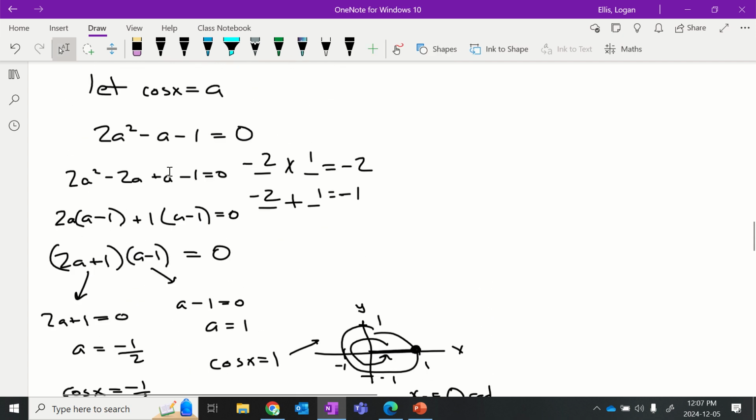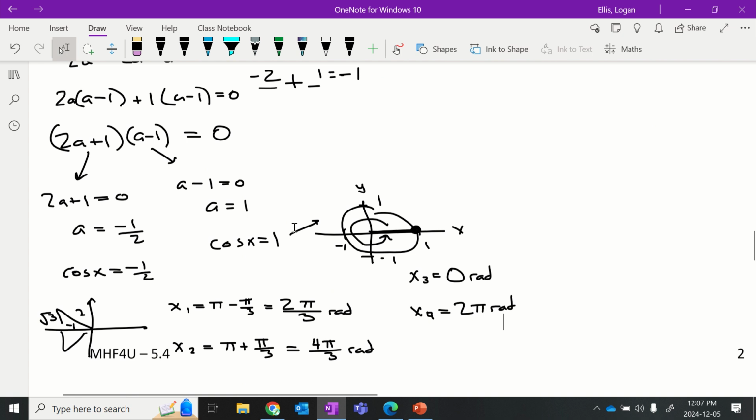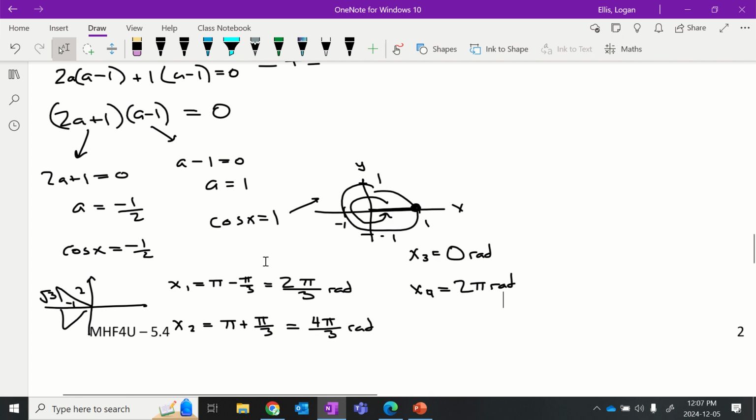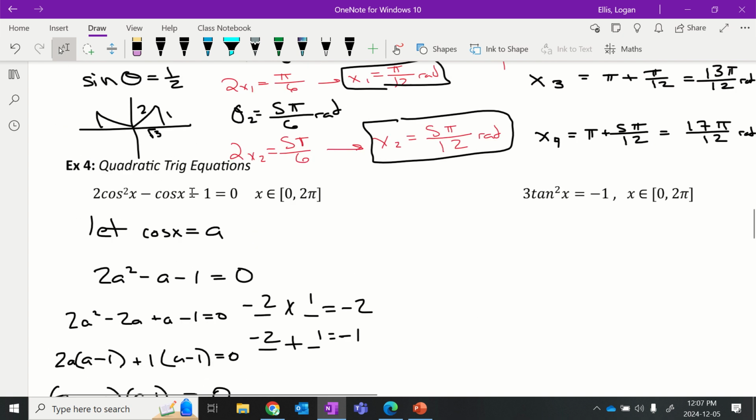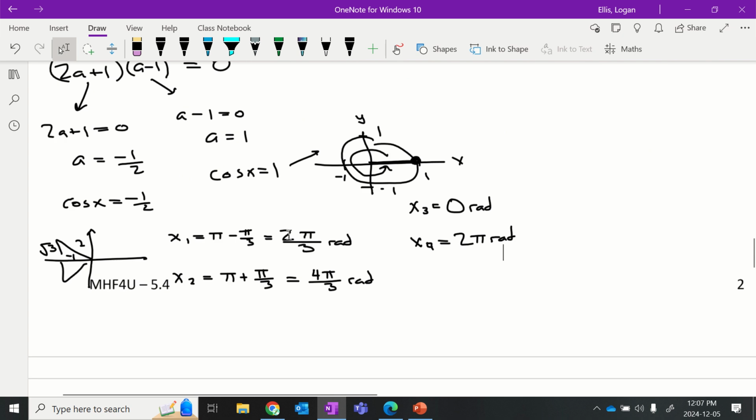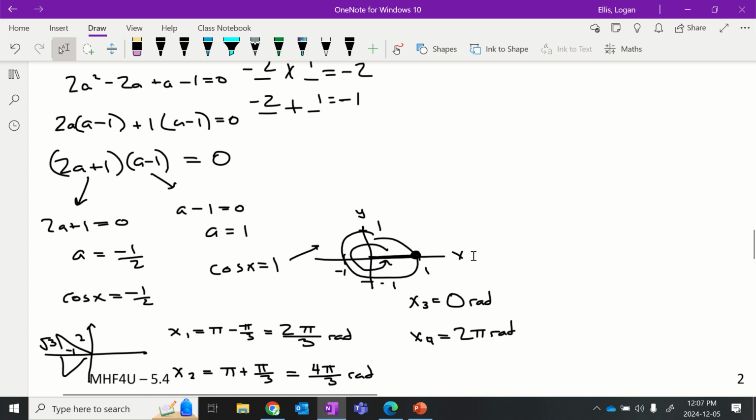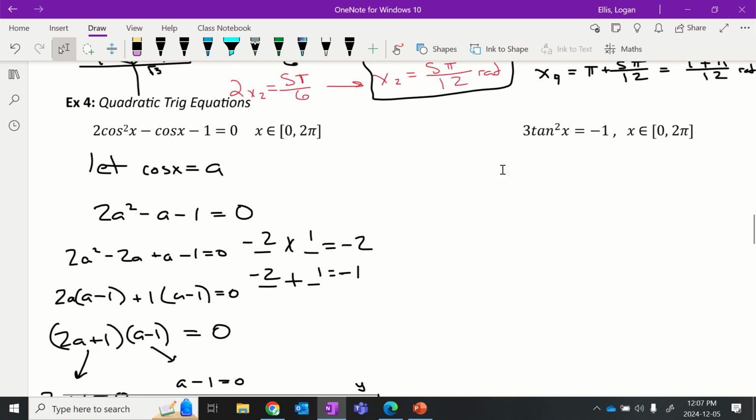So there are still 4 locations for that. And again, you could check with Desmos, graph this function, and just see that this will be true. This thing will equal 0 at 2 pi over 3, 4 pi over 3, 0, and 2 pi rad. Awesome.